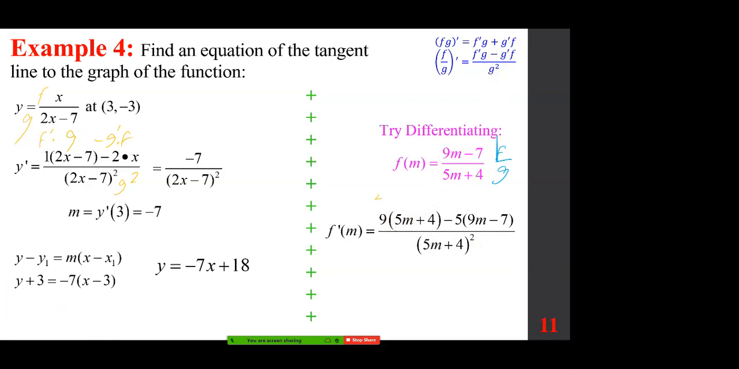Distribute, okay, distribute. 45m plus 36. Now the next one is minus 45m plus 35. I hope you realize the only thing left in the top is the numbers, 36 and 35, they add up, and we have 71. All right. So the quotient rule.